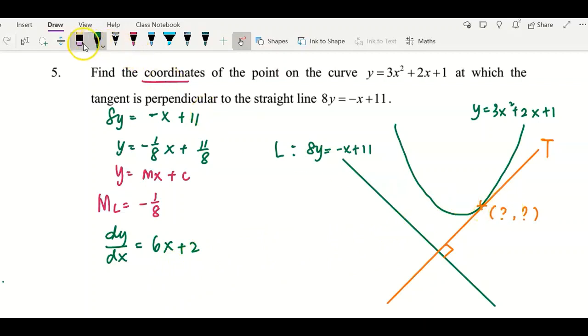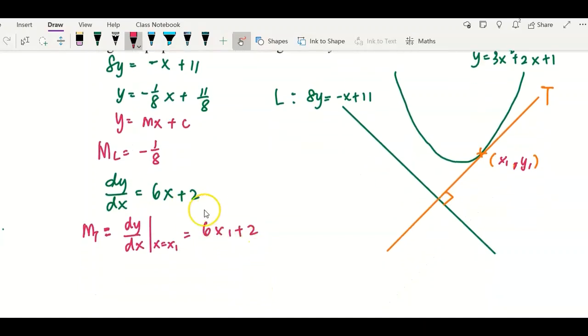Okay, so if I name this point (x1, y1), and I want to get the gradient for this tangent line T, mT representing the gradient of the tangent, I will have dy/dx at the point x equals x1. Substituting x1 into dy/dx, I got 6x1 plus 2, and that represents the gradient of the tangent.